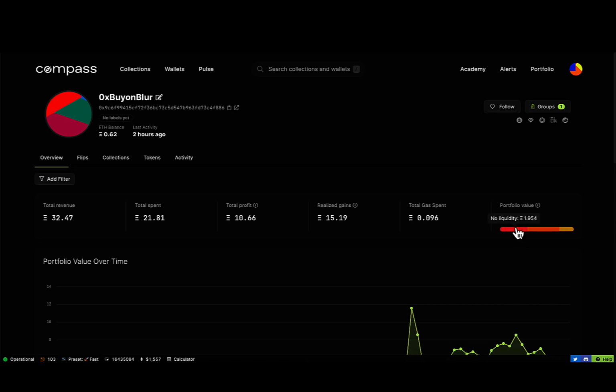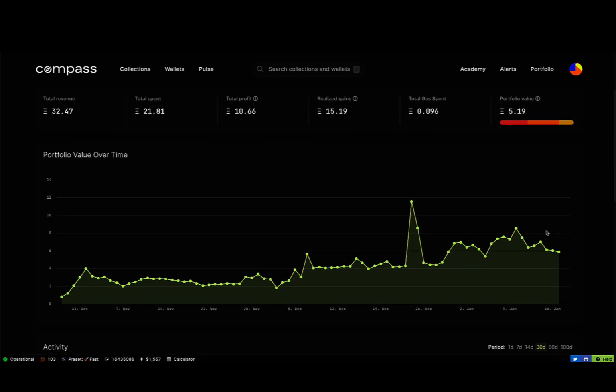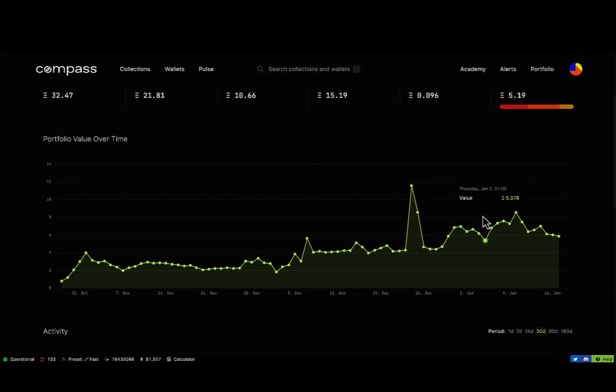The reason we have this is because often wallets get clogged up with tokens that have no liquidity, so you cannot sell them. Those are categorized into the no liquidity band here. But as you can see, this wallet has some more liquid tokens as well. We have the portfolio value over time here, which estimates the value of his total NFT holdings over time. As you can see, this is steadily increasing with this trader.